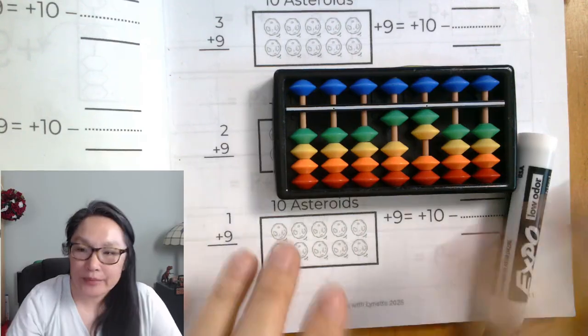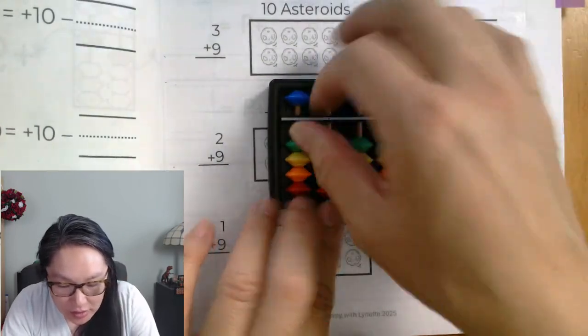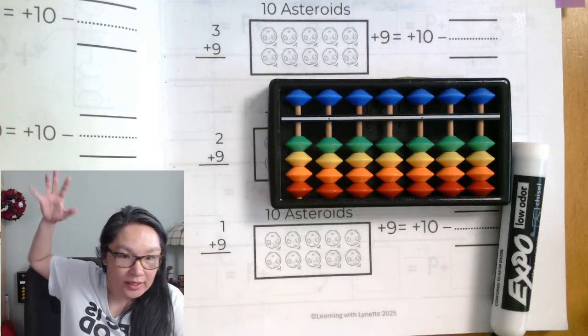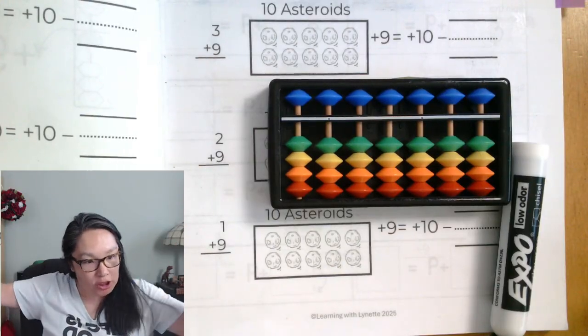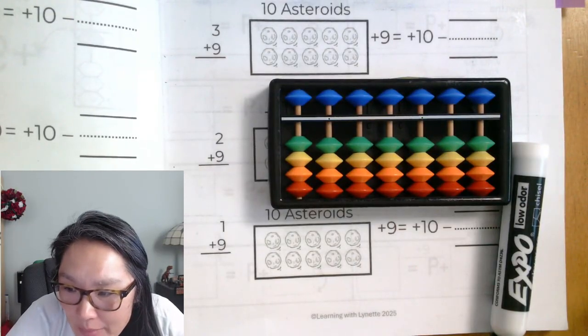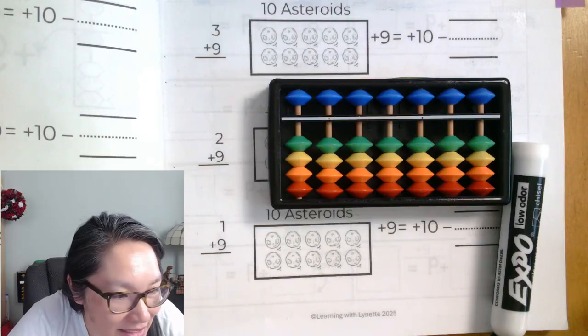Cool? Okay. I'm just waiting. Sometimes I hear the brain just kind of go, because why? Because it's easy. Abacus makes it easy. Makes sense, right?